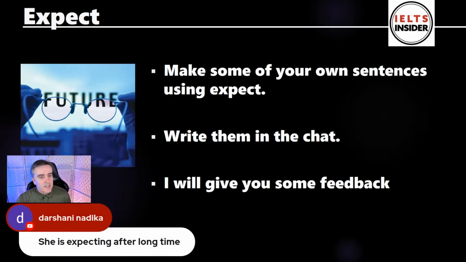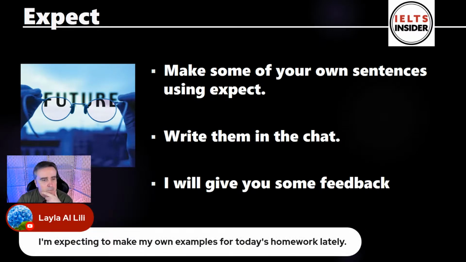She is expecting after a long time. Okay. So here, Darshani, we would have to really say what she is expecting. So I don't know. We would need maybe a subject, an object in your sentence. Maybe she is expecting a baby. So we would need an object in that sentence there.